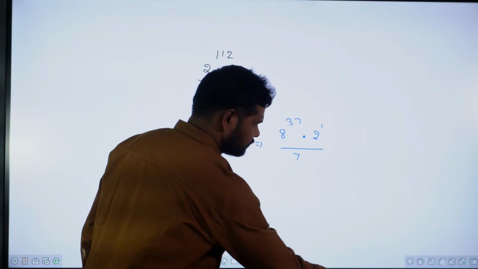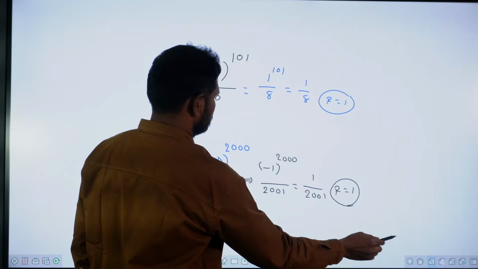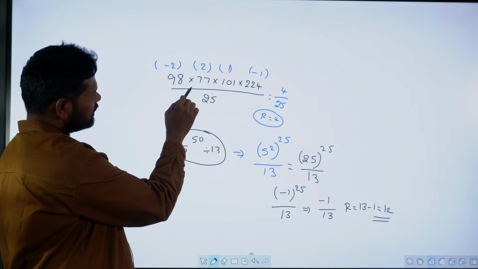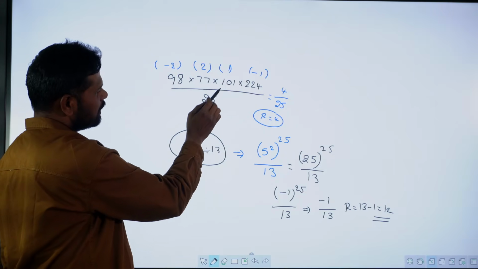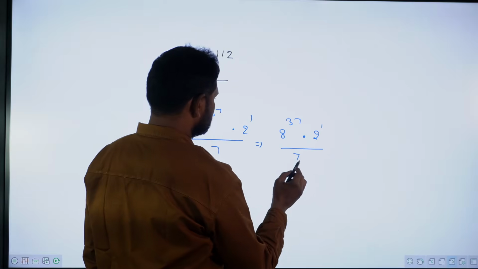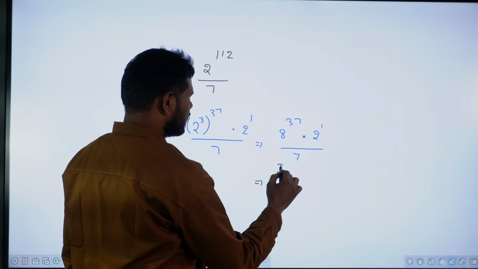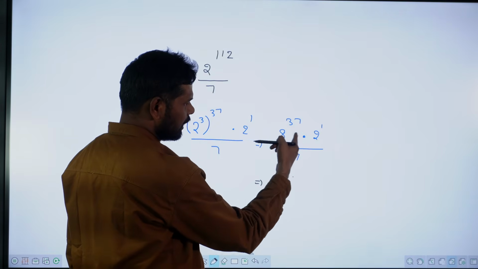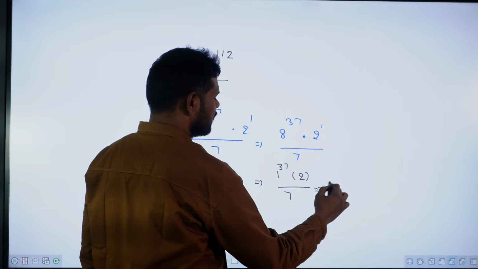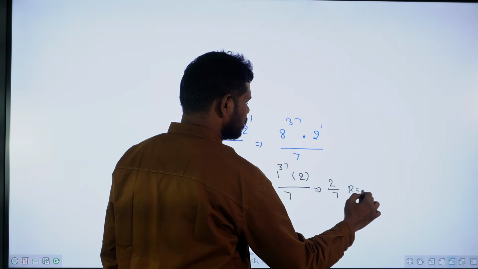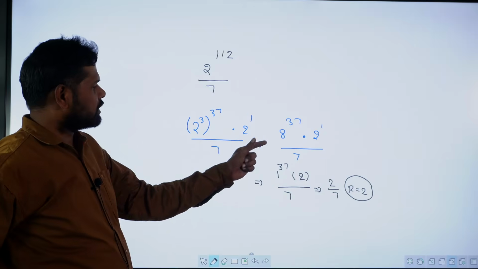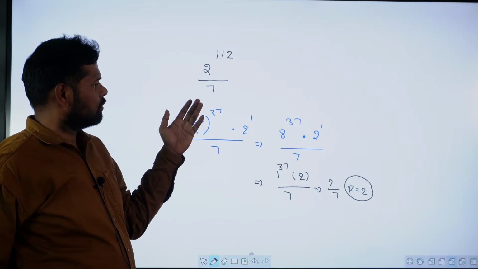Just observe. Some basics are forgotten after practicing some difficult ones. When a product is there, first you find the individual remainders and after that multiply. Similarly, go for it here also. 8 power 37 divided by 7: the remainder is 1 power 37. Here 2 is the remainder by 7. 1 power anything is 1. 1 into 2 is 2 by 7. What is the remainder? 2. So like that we divide into these parts and get the answer for 2 power 112 by 7.